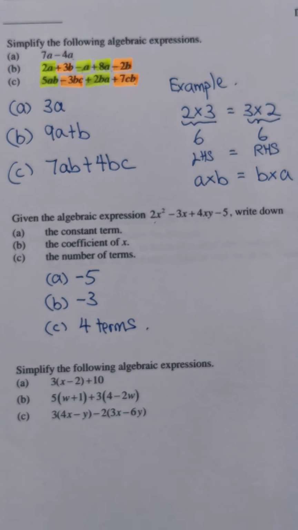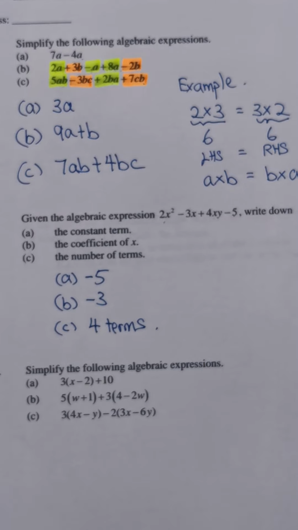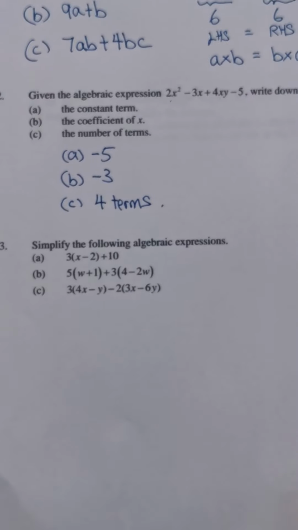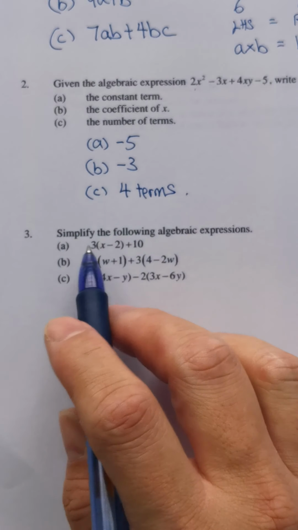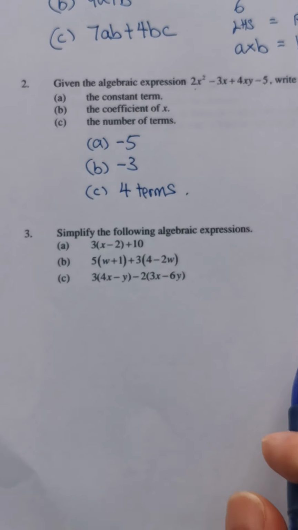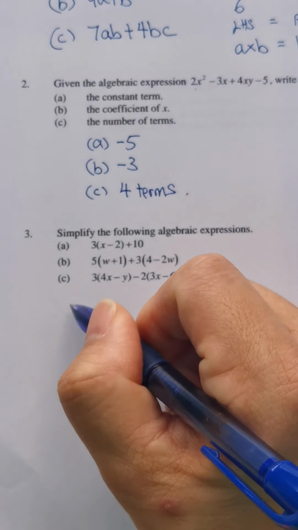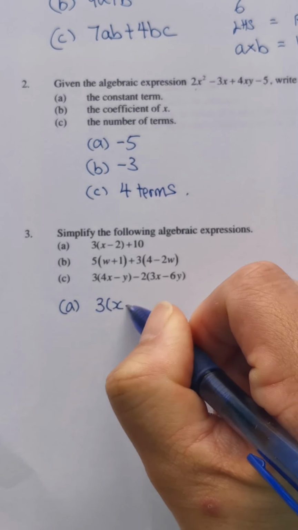Okay, so that is for question number 2. Now let's look at question number 3. Simplify the following algebraic expression. Simplify means we need to expand, and after that we need to group the like terms. Okay, so for A, let me copy down the question first.